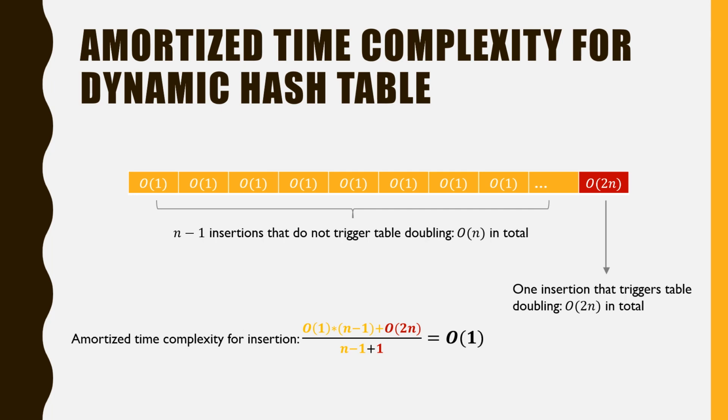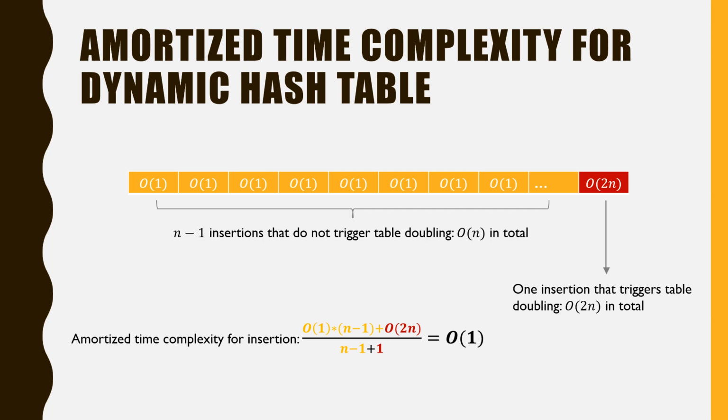The last insertion triggers a table doubling. Since the hash table already contained n records before any insertion, it contains 2n records after the n insertions. Therefore, we need to rehash 2n records, and the time complexity for the last insertion is O(2n). Then, we can compute the amortized time complexity by dividing the total amount of effort by the total number of operations.